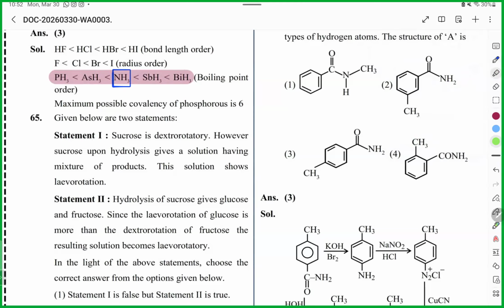Question 55. Sucrose is dextrorotatory. Is this correct? Yes. And their mixture of products will show levorotatory. Is this correct? The mixture of products is glucose and fructose, right? Sucrose is dextro. Yes, Barinder? Sir, true.